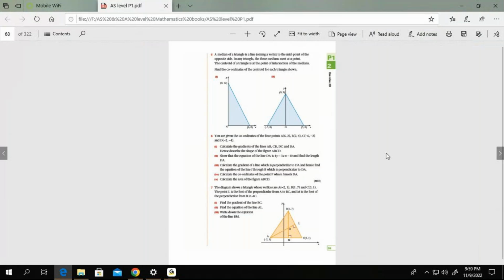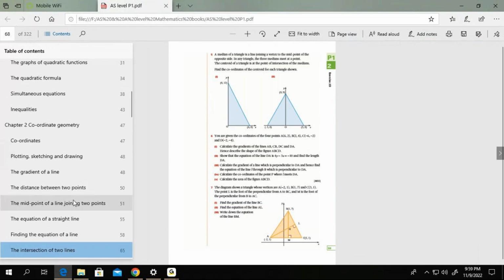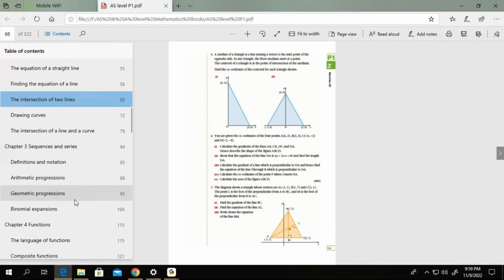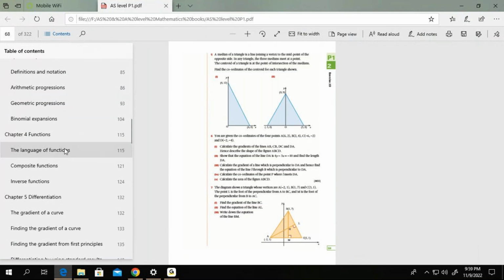After that we are going to have just one more exercise, 2E, and then this chapter will be over. And after this chapter, which chapter do you need to start? Functions. Functions. Okay, chapter 4.